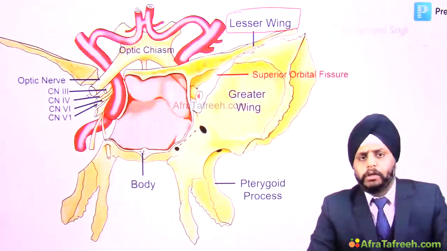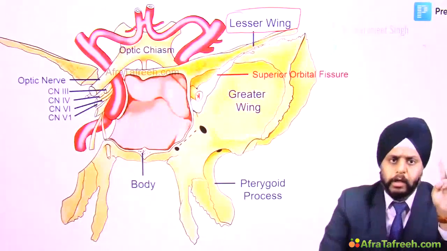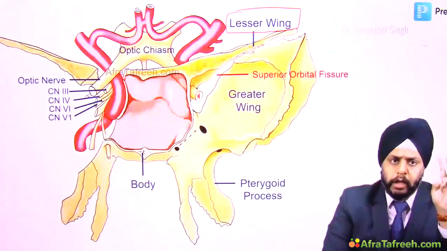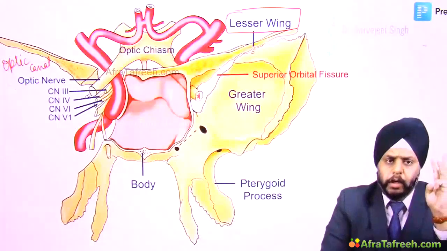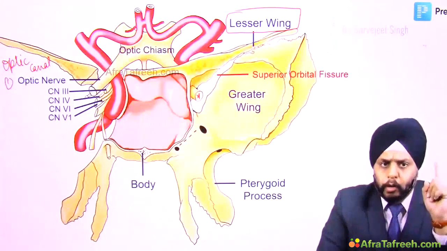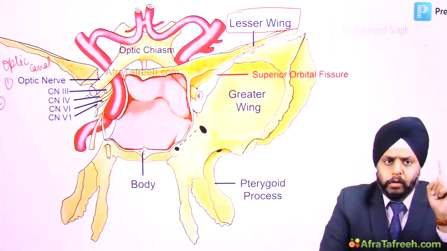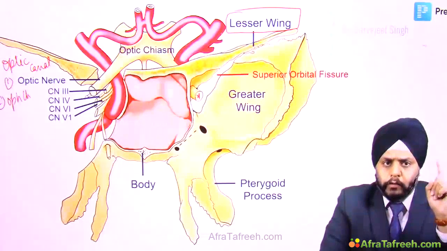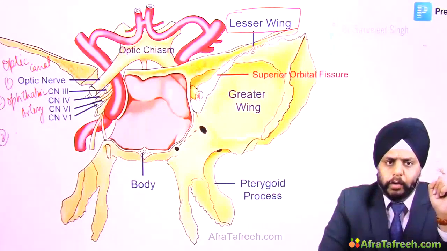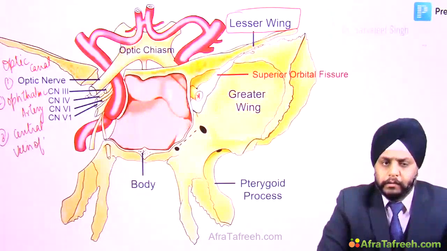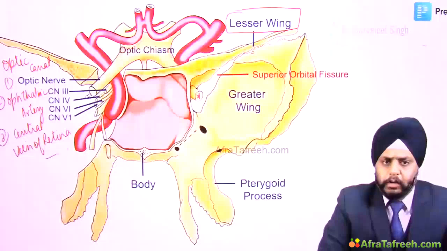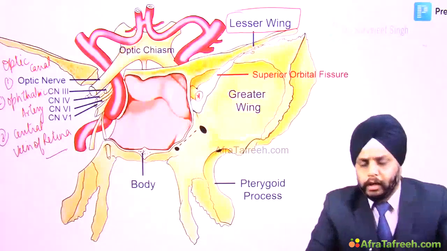I told you the optic canal has three structures passing through it. Remember, the optic canal has three structures passing through it. Number one, I told you, was the optic nerve. Number two, I told you, was the ophthalmic artery. And number three, I told you, was the central vein of retina. So these three structures pass through this optic canal.